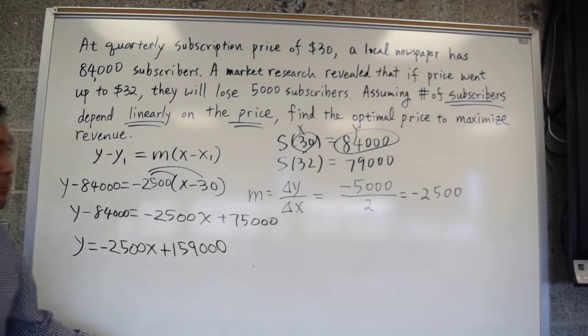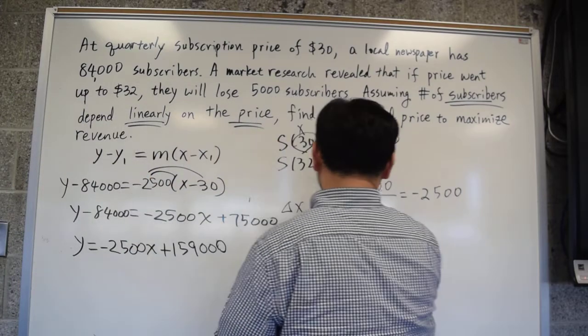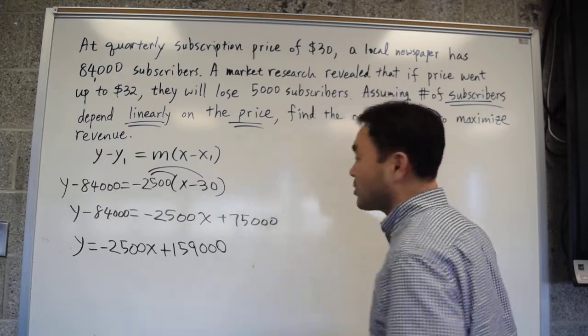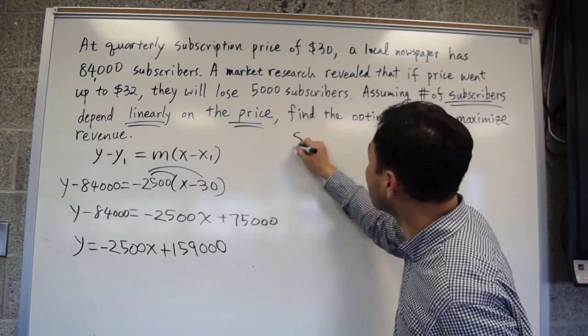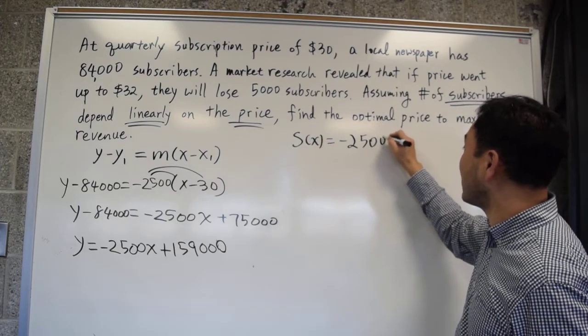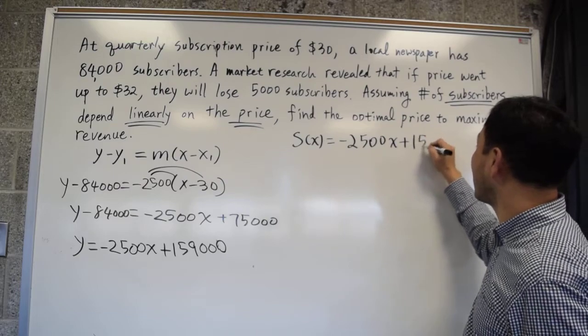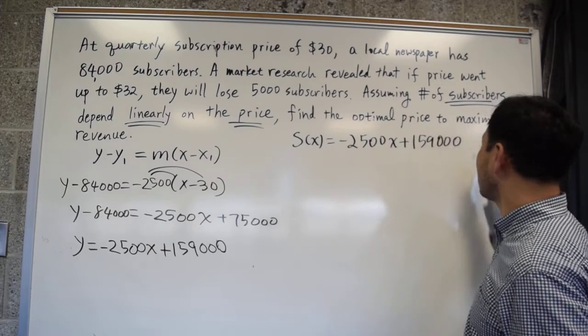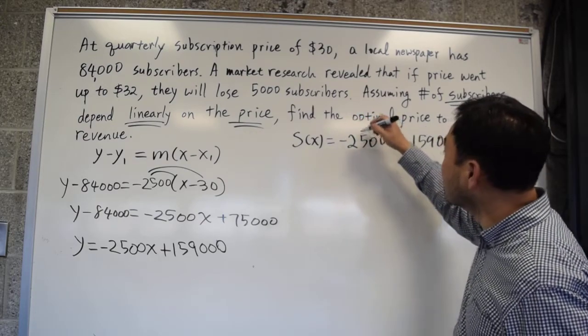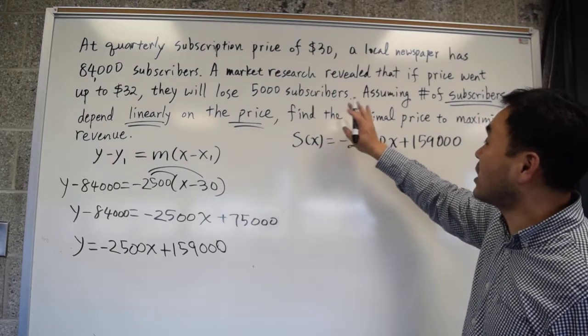Okay. So here's our achievement. Our temporary achievement is that we figured out the formula for S of x. The number of subscribers is negative 2,500x plus 159,000. And this was really just the linear function question. Okay. Now we have to figure out how to solve this one.